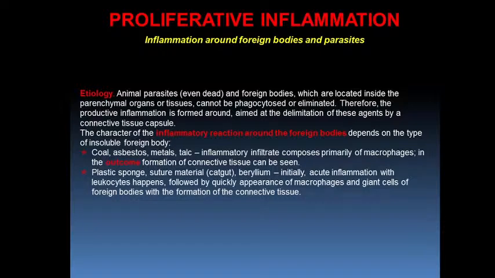Character of inflammatory reaction around foreign bodies depends on the type of insoluble foreign body. If it is coal, asbestos or metals or talc, inflammatory infiltrate is composed mostly of macrophages. In the end, we will see formation of a connective tissue capsule. If the material is plastic sponge, suture material like catgut, beryllium, initially we will see acute inflammation with leukocytes, followed by quick appearance of macrophages and giant cells of foreign bodies with the formation of connective tissue.